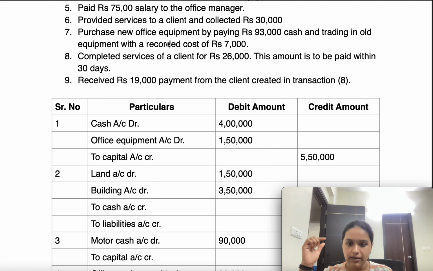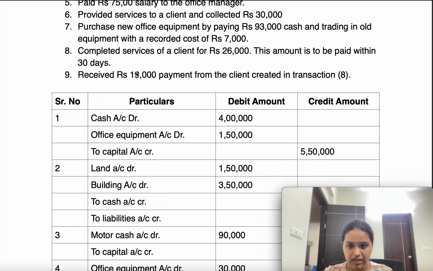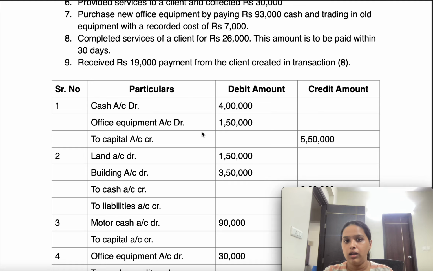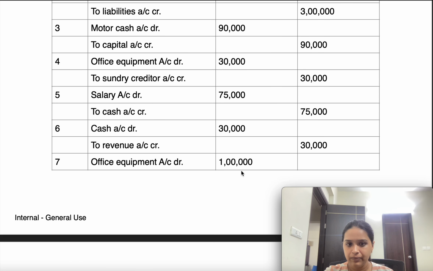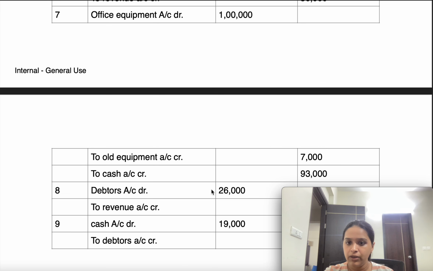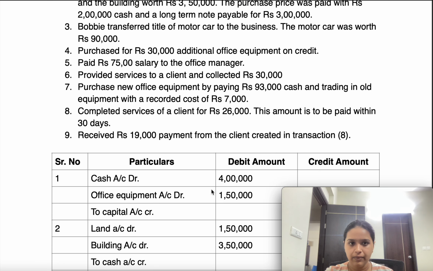Purchase new office equipment by paying 93,000 cash and trading in old equipment. It means you have purchased a new equipment. For that, 93,000 you have released in cash, and for the rest of the payment you have provided old equipment, right? So it is a sort of exchange transaction. So what is going out from the business? Cash and office equipment. Total amount is 1 lakh. So what is coming into the business? New equipment. So new equipment by 1 lakh, to old equipment and to cash, right?